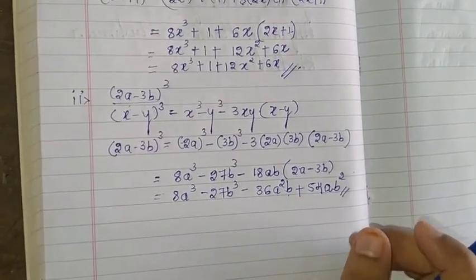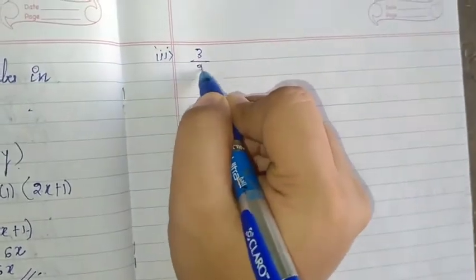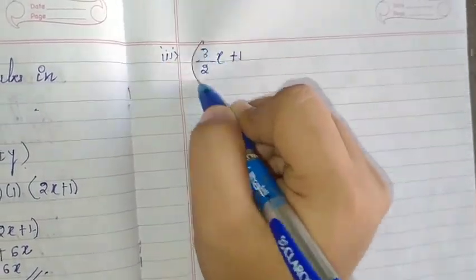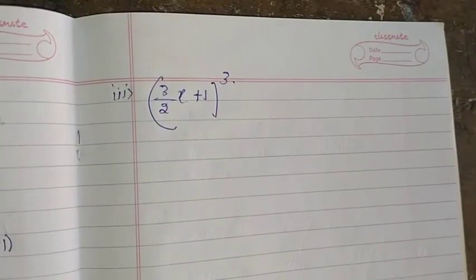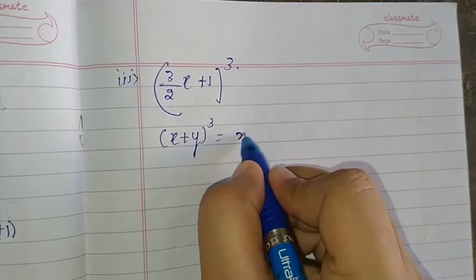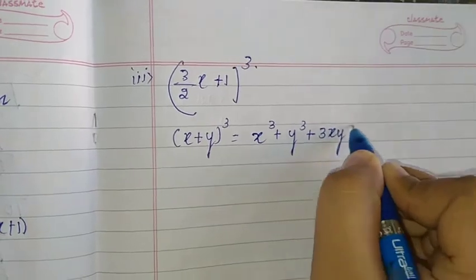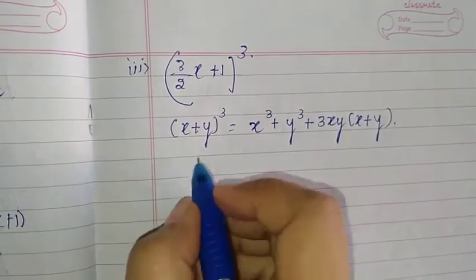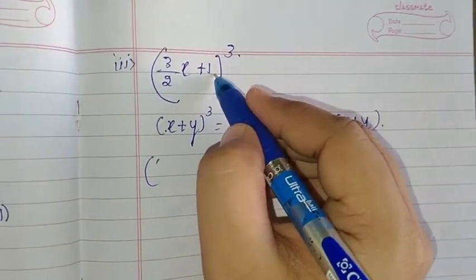Okay, so the third question we will see now. The third question here is (3/2 x + 1) the whole cube. Now you can see this is in the form of again (x + y) the whole cube, that will be equal to x cube plus y cube plus 3xy into (x + y). So now in place of x here 3 by 2x and in place of y here 1 is there, right?